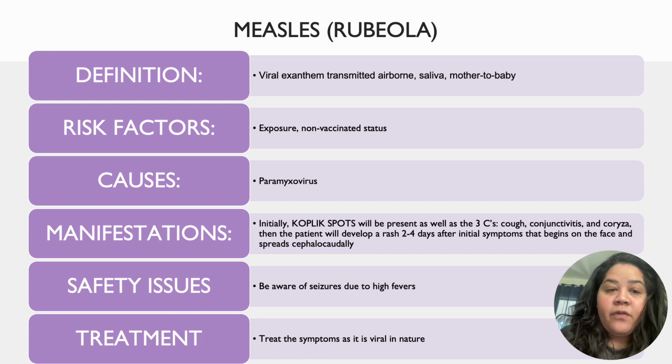Other information to know for measles is the MMR vaccine helps protect against measles. However, it cannot be administered to a patient until they have reached 12 months of age, as it is a live vaccine. So just keep this in the back of your pocket.